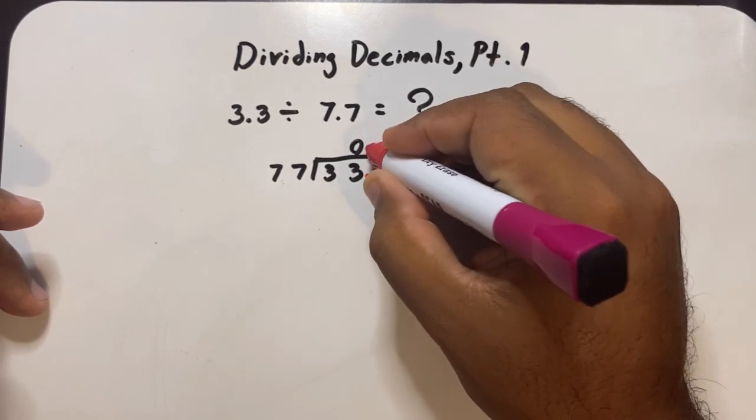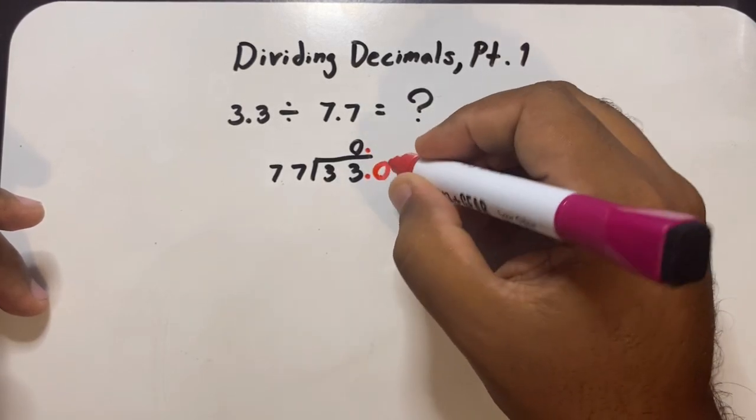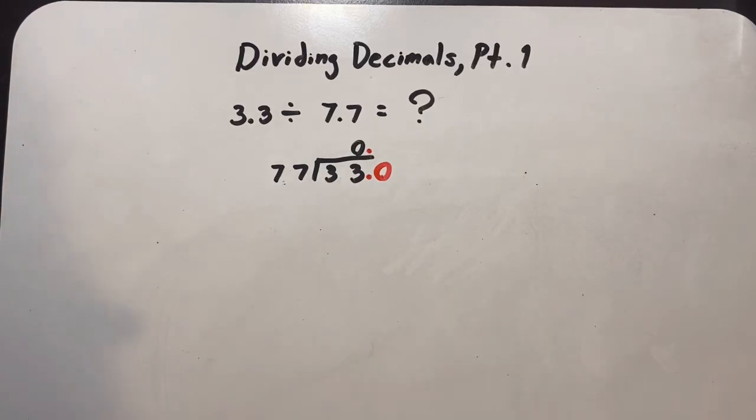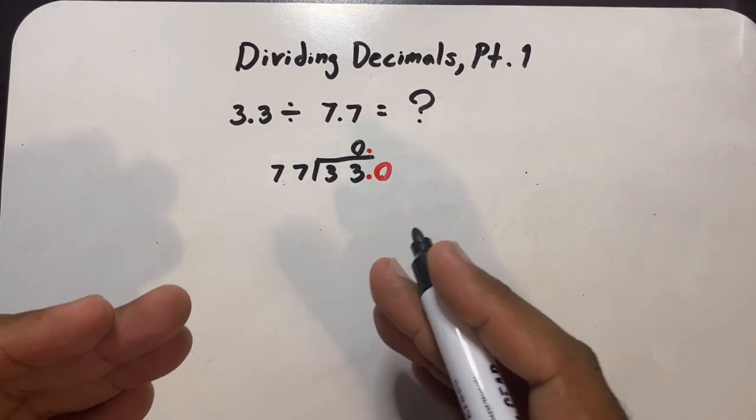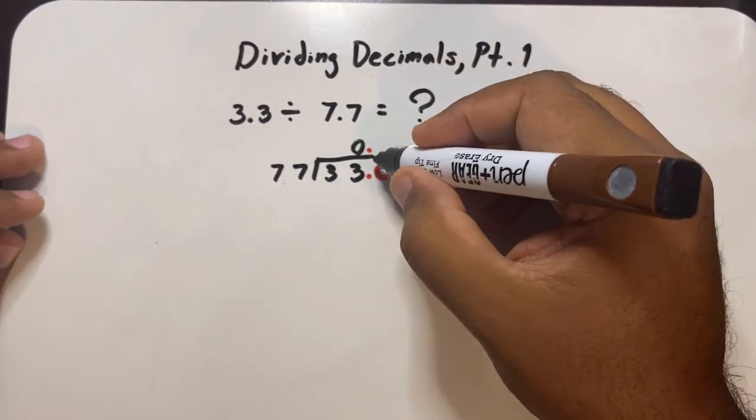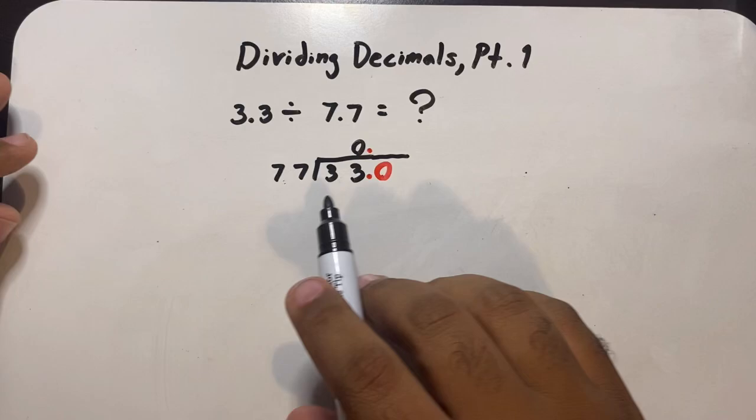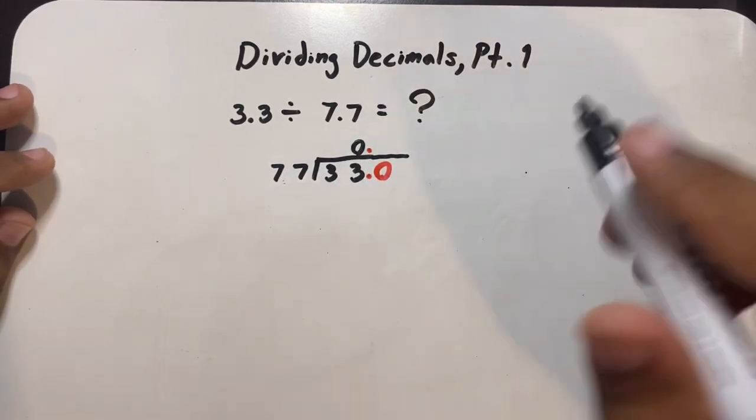There's a decimal point and there's a decimal point, and we're going to add a 0 at the end. Why do I do that? To be honest with you, I have no idea why we are told to add the 0 there, but apparently it works, and it does. So now we're going to do 77 inside of 330.